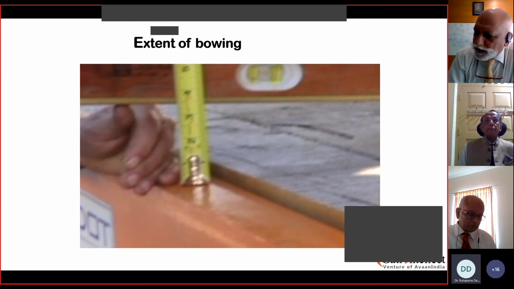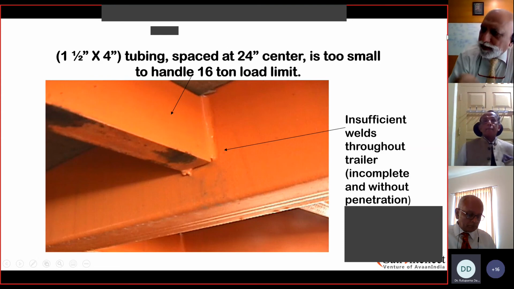This is just an extension of the picture showing how much the bulge is happening. Can you go to the next slide, sir? This is an example showing that the vendor has made an attempt to strengthen the chassis to support that load, but the tubing dimensions used are structurally not strong enough or not adequate to withstand this load. So this can also result in failure.